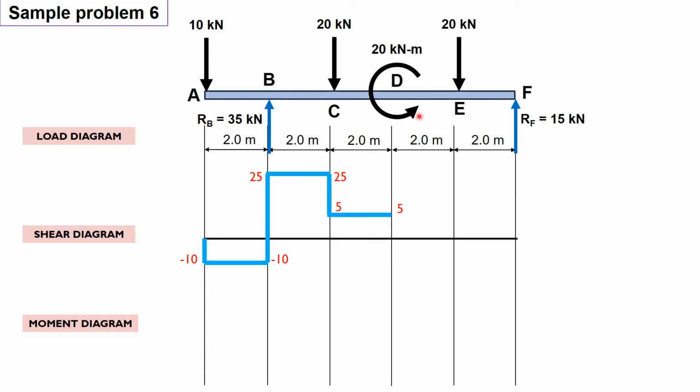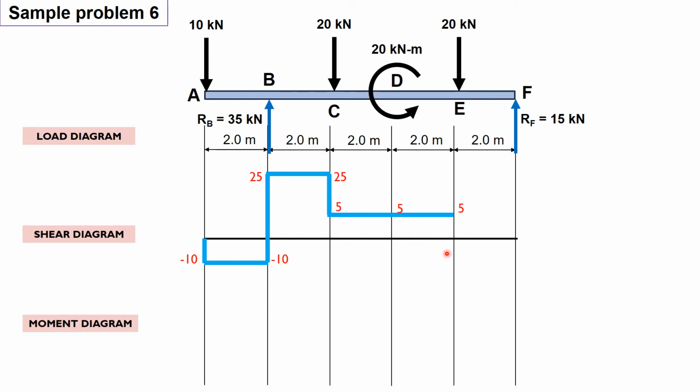Itong 20 kN-m, hindi mo pa isasama yan kasi couple ito or moment. So doon yan sa moment diagram kasama at wala itong equivalent na shear diagram. So you continue. So between D and E, walang load dito, kaya horizontal ang shear diagram. So that this ordinate is still positive 5.